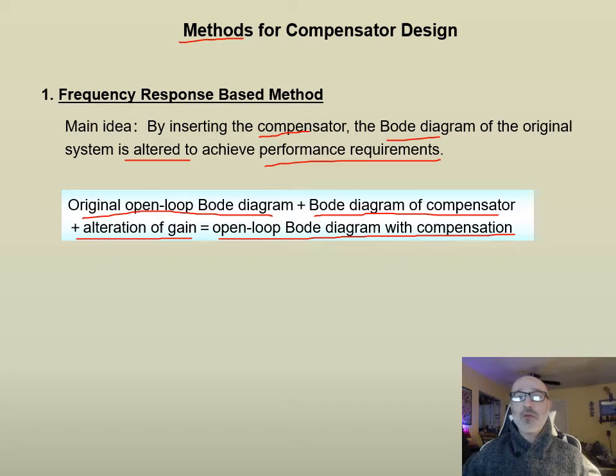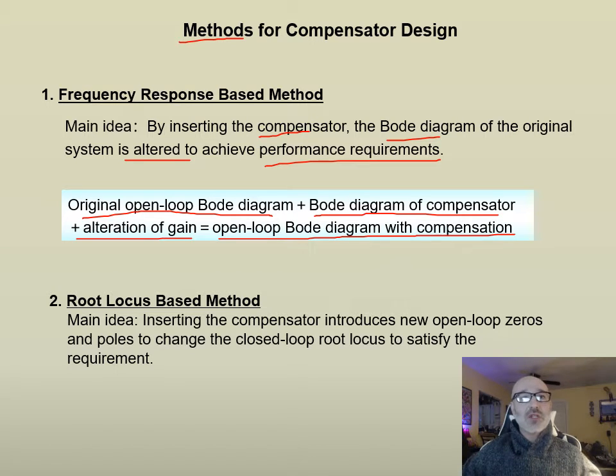Now the other method that we're going to discuss here is our root locus based method. With this one, the main idea is that inserting the compensator is going to introduce new open loop zeros and poles to change the closed loop root locus to satisfy the requirements.